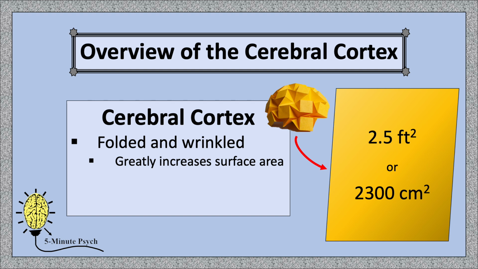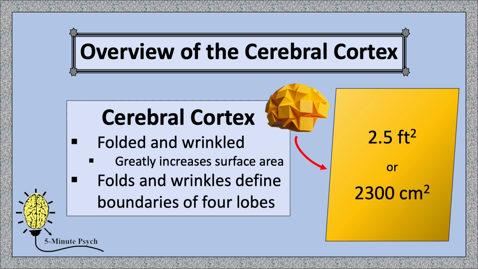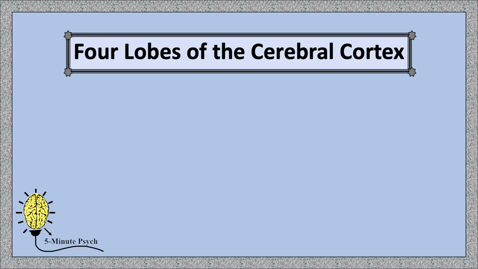And these folds and creases aren't just random, but they're consistent across individuals. So much so that they're used to define the boundaries of the 4 lobes of the cerebral cortex. For instance, one major groove is called the central sulcus, and it runs across the top of your head. Imagine if you stuck your sunglasses on top of your head, they would be right on top of your central sulcus.